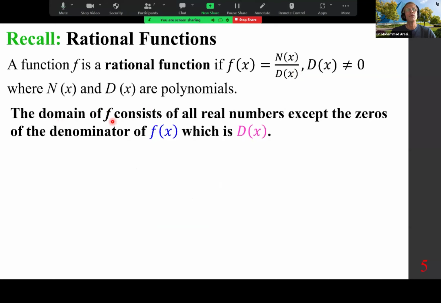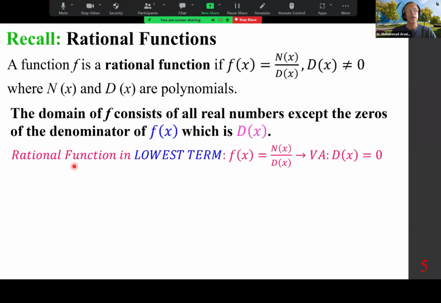The domain of f consists of all real numbers except the zeros of the denominator of f of x, which is d of x. So the domain is all real numbers except what makes d of x 0. Write the rational function in lowest terms. After we put it in lowest terms, if there's a common factor, we drop it from the top and the bottom. Then VA, short for vertical asymptote, you set d of x equal to 0 to find it.